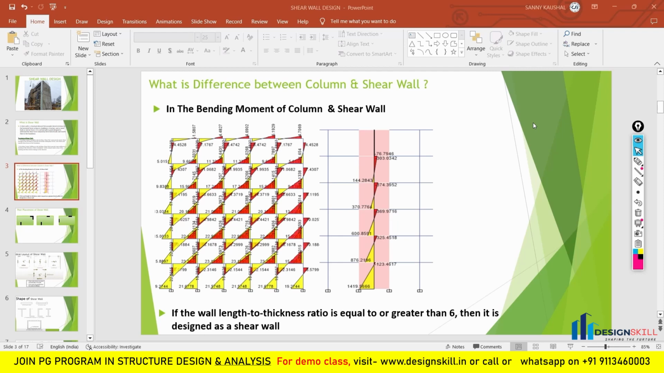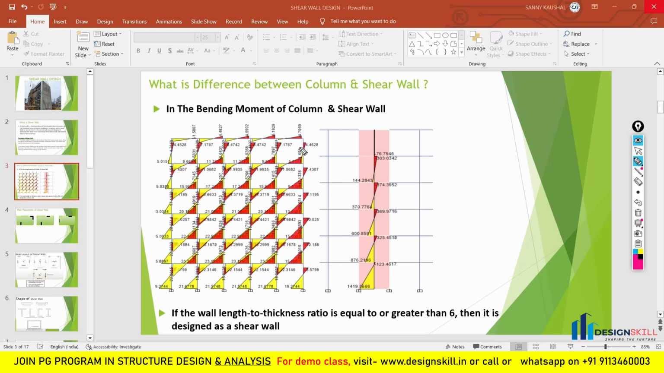So don't think that a column is not going to resist the forces. A column is going to resist the forces. But what makes the difference? What is the difference between a column and a shear wall? If a column is also going to resist the forces, then what makes a shear wall different from the columns? That is the question, right? Both of the structural elements are going to resist the lateral forces coming to the building, the column also and the shear wall also.